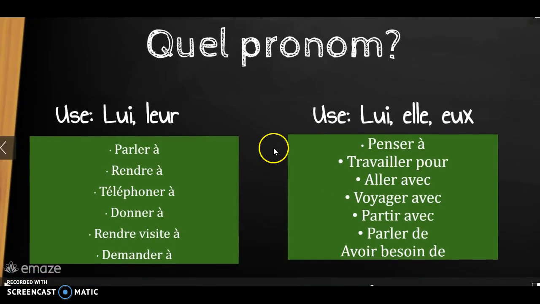So here's the chart. These two pronouns, lui and leur, are always used with these verbs here, d'accord? And then these pronouns, lui, elle, et eux, are used with these verbs here. So you would say, je pense à mes parents, je pense à eux. Je rends visite à ma grand-mère, je lui rends visite. D'accord? So these verbs are very important to be able to identify the pronoun you need to use each time.